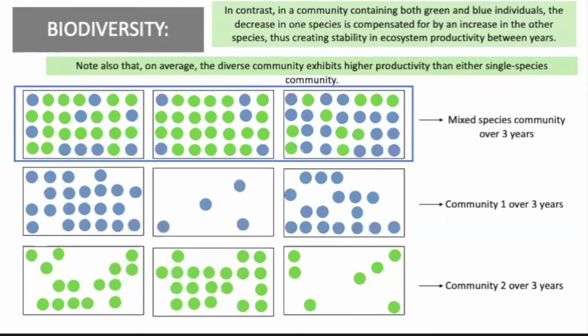It's also important to know that on average, the diverse community will exhibit higher productivity than either of the single species communities. And that's pretty self-explanatory. If you have these individual communities that you see on the bottom two, and their numbers might dwindle depending on what type of climate is offered that year, then they're going to have a hard time being productive. But if you have another species in the loop, it's going to be able to compensate for the lack thereof.